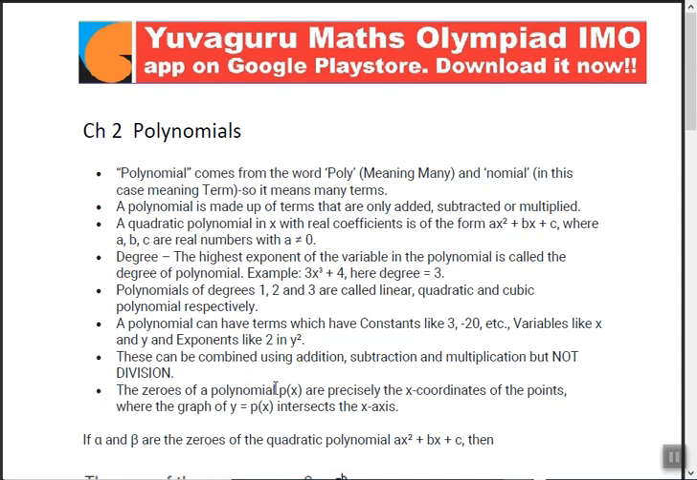The zeros of the polynomial. Zeros means what? Factors. Factors of a polynomial are precisely the x coordinates of a point where the graph y equals to px intersects the x axis. See, this is something difficult to understand, but let's make it simple. See this, 3x cube plus 4. Suppose if I say y equals to 3x cube plus 4. So this is y equals to px.